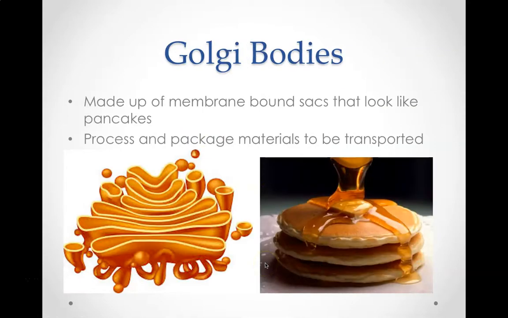Next up, we have the Golgi bodies, and I always think that they kind of look like pancakes. They are responsible for processing and packaging materials to be transported around the cell or out of the cell, and they are usually attached to the membrane. That makes sense, because they're going to be transporting things in and out, so they need to have close contact with our cell membrane.